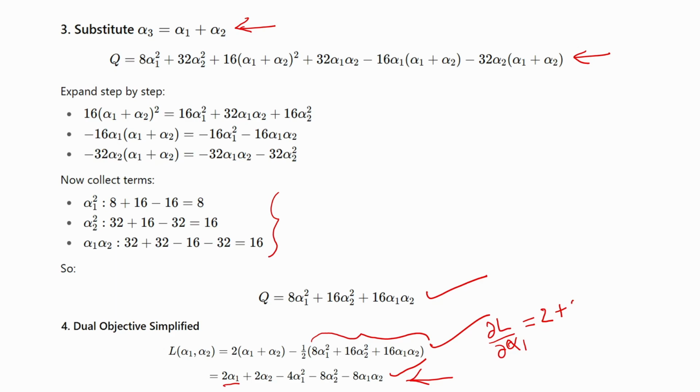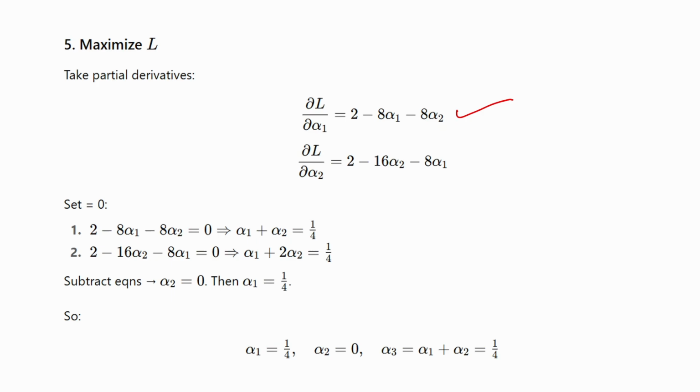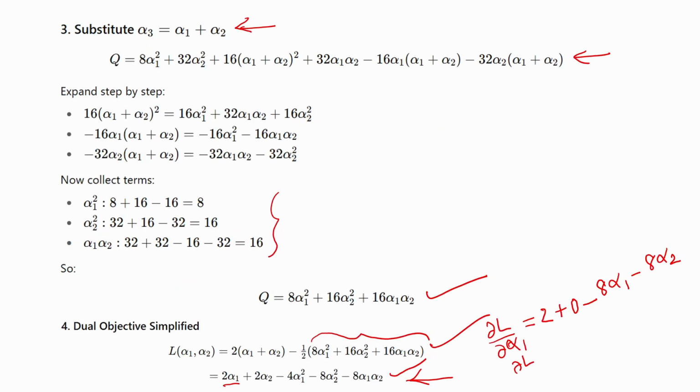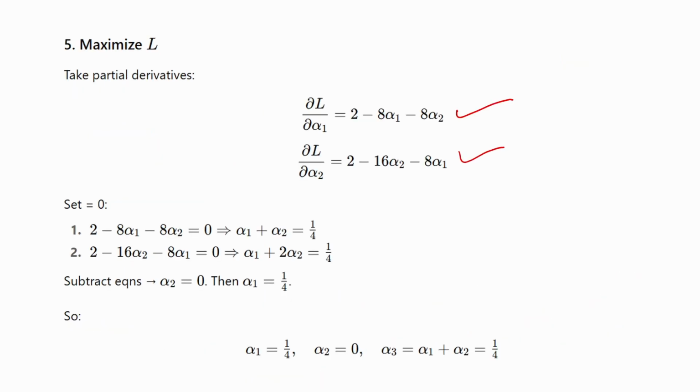Then this is minus 8 alpha 1, and alpha 2 square becomes 0, minus 8 alpha 2. So this is what you are getting: dou L by dou alpha 1 is 2 minus 8 alpha 1 minus 8 alpha 2. Dou L by dou alpha 2 you also have to find similarly. The first term becomes 0, the second term becomes 2, alpha 1 square becomes 0, minus 16 alpha 2 minus 8 alpha 1. So that is the second one, and that also we got.